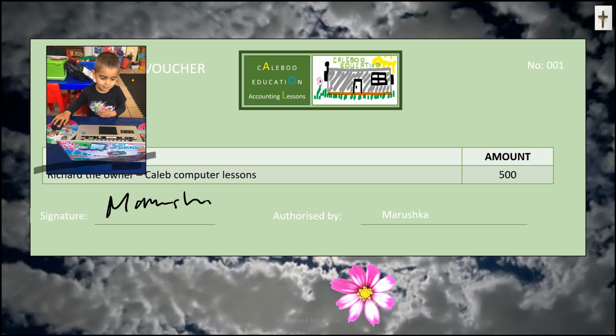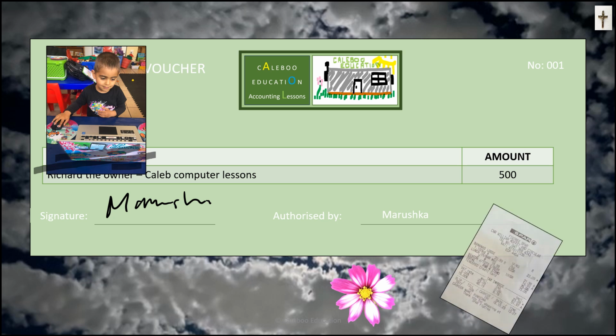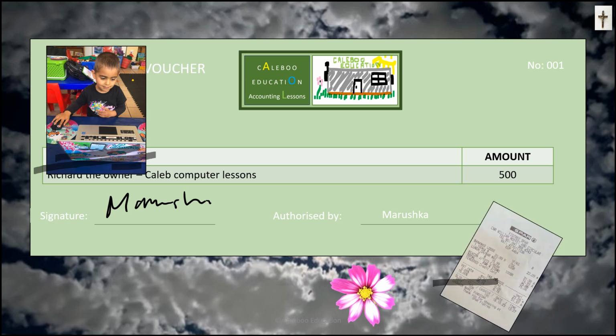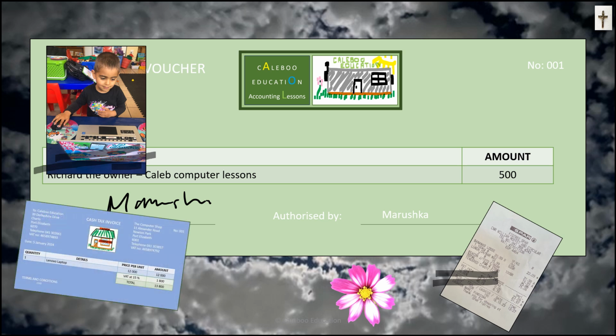There's Caleb at his not accounting lessons. Maybe one day he will be doing accounting lessons, but computer lessons. There's the receipt I got from the computer lady. So Marushka, the petty cashier, is going to attach this receipt to the petty cash voucher. I could have also got a document like this from the lady who gives the computer lessons, but I got issued a receipt.